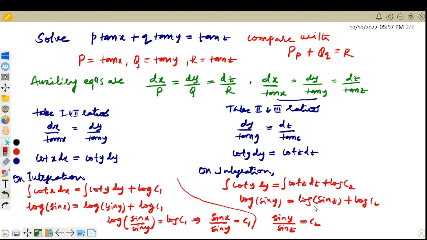By transforming log of sin z to the left side, then it will become log m minus log n. Log m minus log n is log m by n. Log of sin y by sin z is equal to log c2.